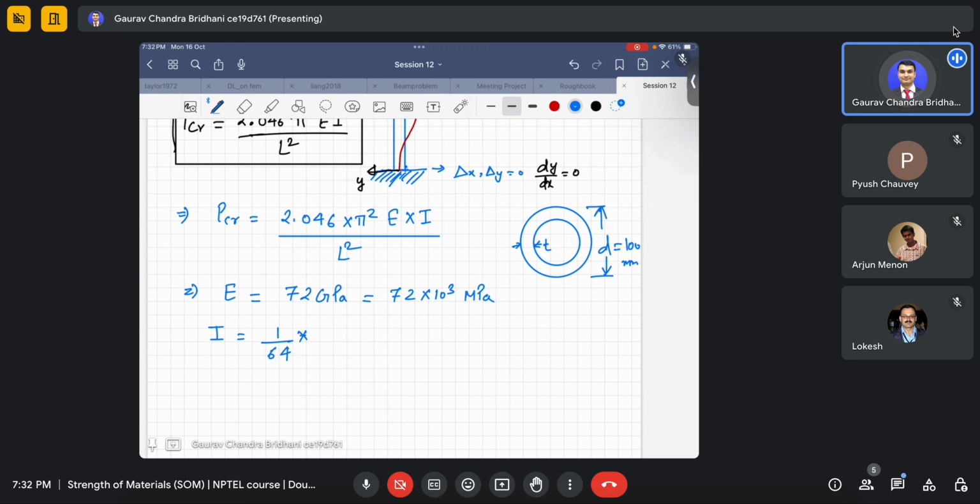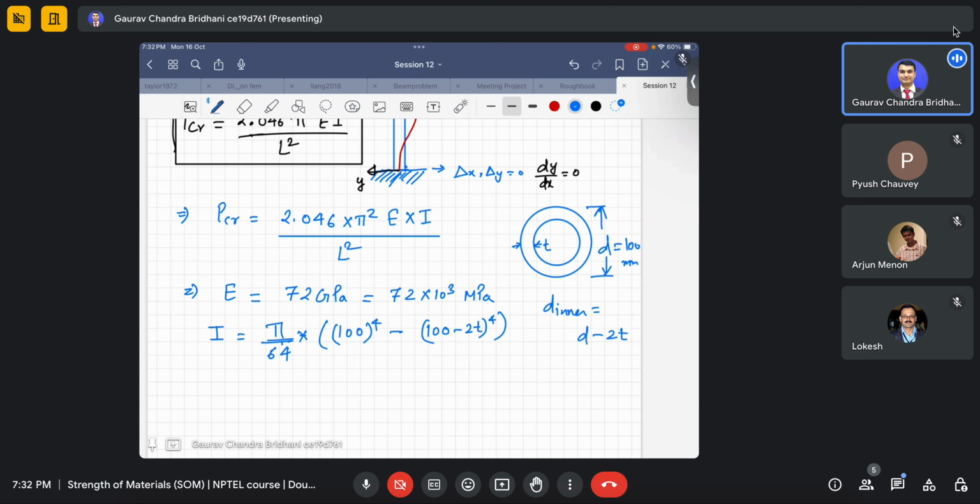Basically the formula is pi d to the power 4 by 64. So pi by 64. The outer diameter is 100, so I'll say 100 power 4 minus the inner diameter. The inner diameter d inner is what? Capital D minus 2t. So it will be (100 minus 2t) power 4.